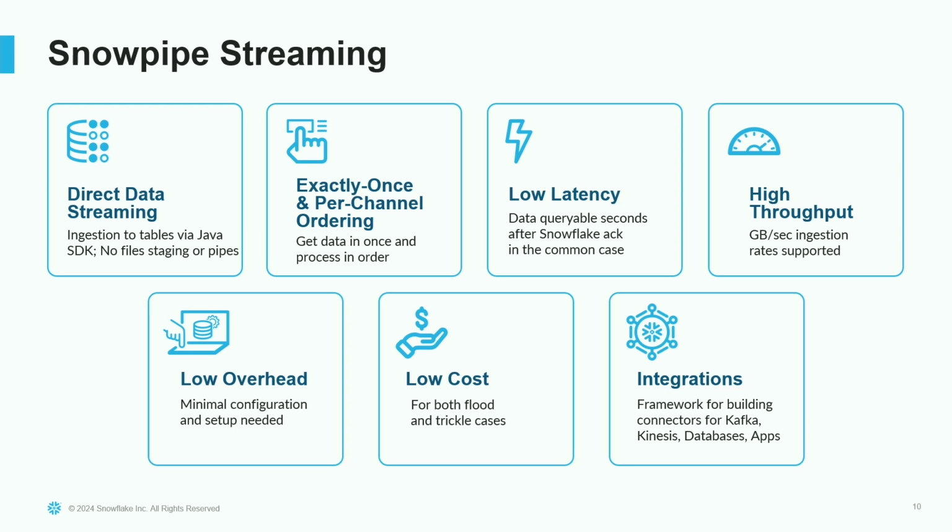In production, we see large throughputs being supported with an end-to-end latency of 5 seconds to query time. And then, as I said, very high throughput is also supported. We have seen 10 plus GBs per second being ingested with Snowpipe streaming. There is very low overhead. Again, this is the simplicity philosophy I was talking about. There is minimal configuration and setup needed for setting up your Snowpipe streaming. It is very low cost, both for the flood and the trickle case.